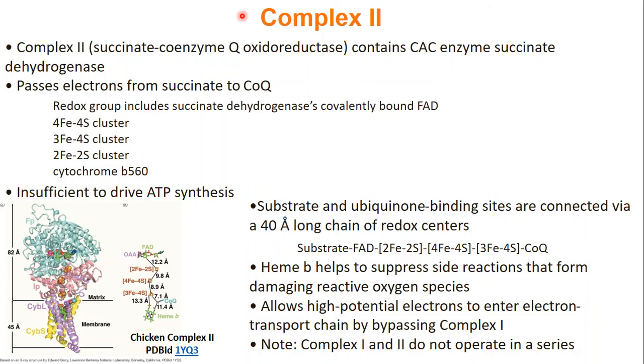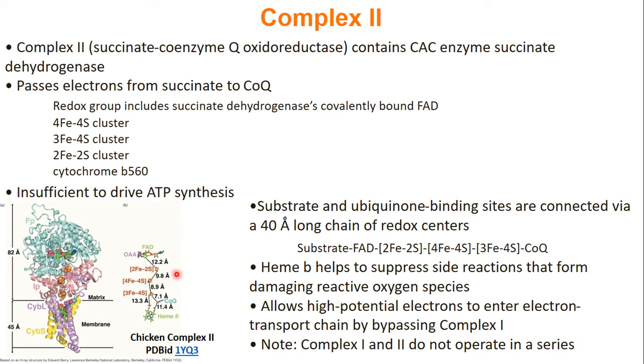In this video, we're going to continue to look at the electron transport chain, and we're going to start with complex 2, also known as succinate coenzyme Q oxidoreductase. And this is actually from the citric acid cycle. It contains succinate dehydrogenase. And what this complex does is it takes electrons from succinate and gives them to coenzyme Q. Here we have some more iron sulfur chains again. This is how we are transferring electrons from our succinate.